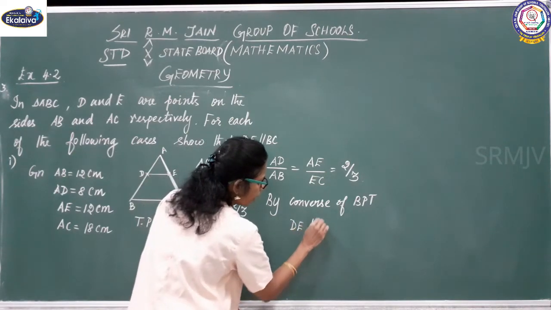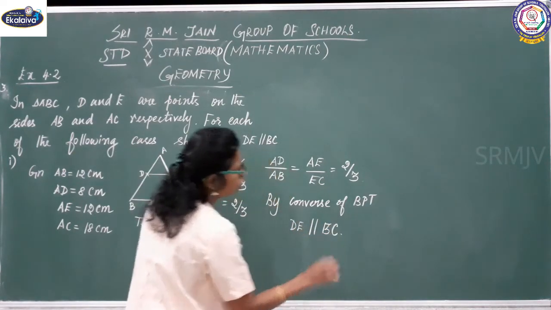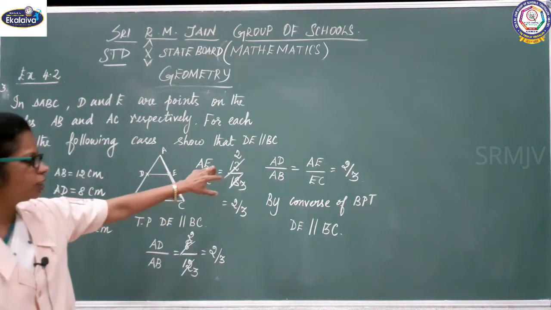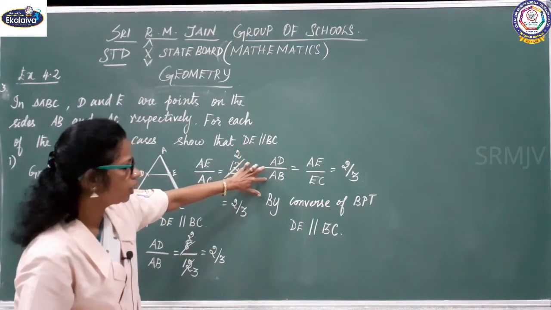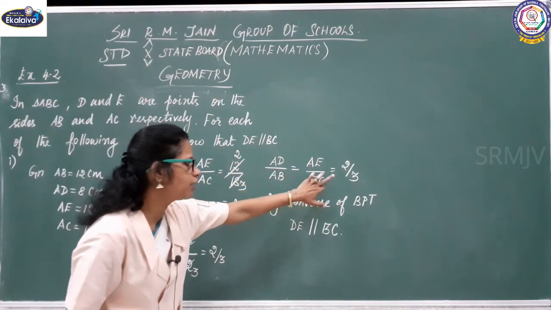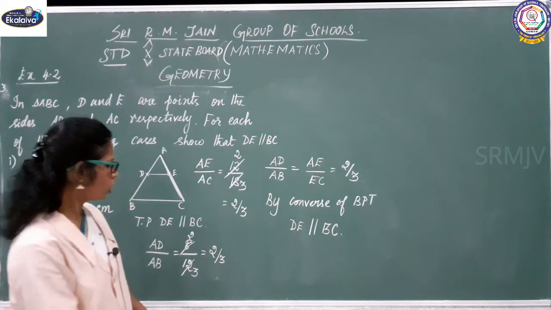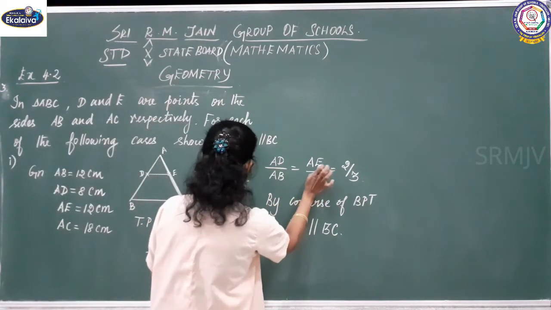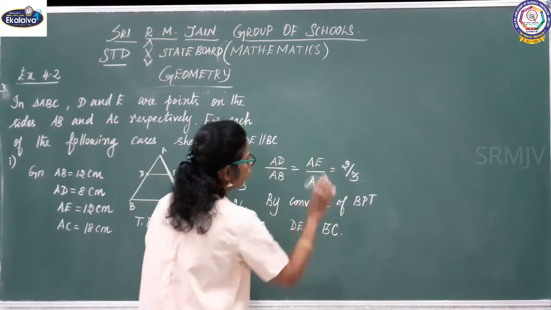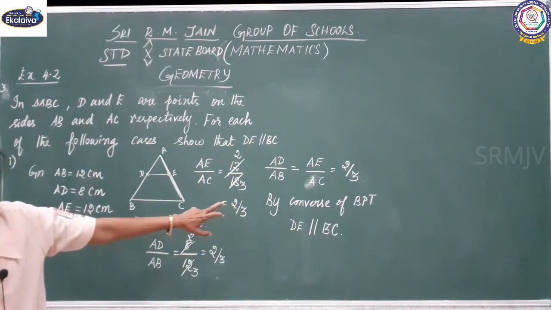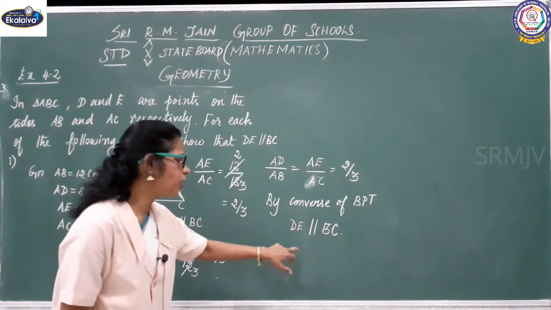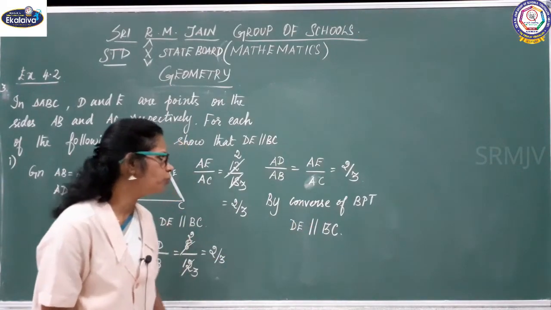DE parallel to BC. You said the ratios. See here, AD by AB equal to AE by AC equal to 2 by 3. The ratios are equal, you said. By converse of BPT, DE parallel to BC.